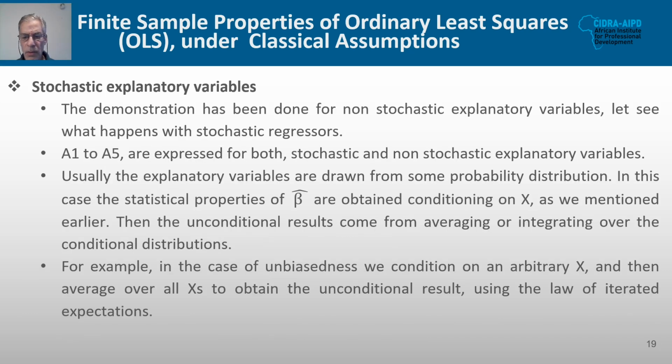Well, all demonstrations have been done for non-stochastic explanatory variables so far. So let's see what happens with stochastic regressors. Assumptions A1 to A5 are expressed for both stochastic and non-stochastic explanatory variables. Usually, the explanatory variables are drawn from some probability distribution. In this case, the statistical properties of beta hat are obtained conditioned on X, as was mentioned earlier. Then the conditional results come from averaging or integrating over the conditional distribution. For example, in the case of unbiasedness, we condition on an arbitrary X, and then we average over all X to obtain the unconditional result using the law of iterated expectations.